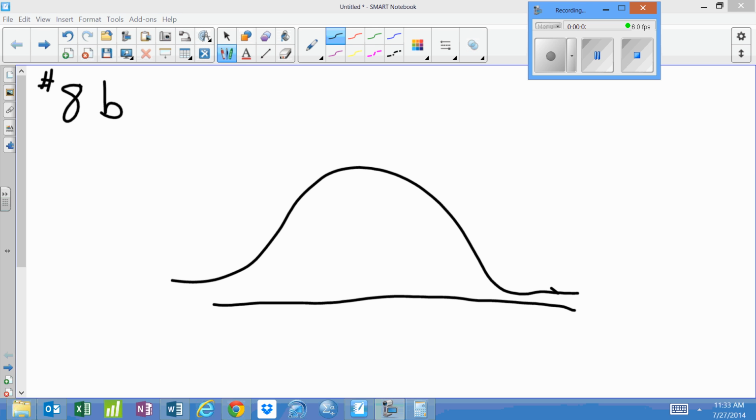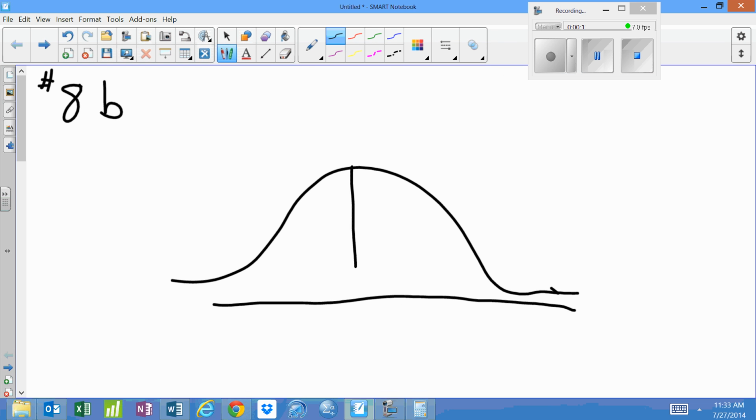For number 8, part B, we're looking at what is the probability of a score falling below a raw score of 80. So we're looking at a distribution with a mean of 75 and a standard deviation of 6.38. And we want to know what is the probability of a score falling below 80.